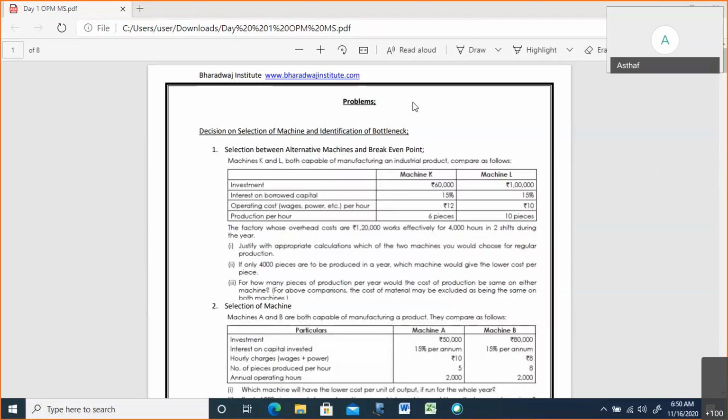Yes, my dear friends. As we were discussing, it is all about selection of machine. There is a machine K and a machine L. Investment, interest on borrowed fund, operating cost and production per hour are given. The factory works effectively 4,000 hours in a two shift. Justify with appropriate calculation.